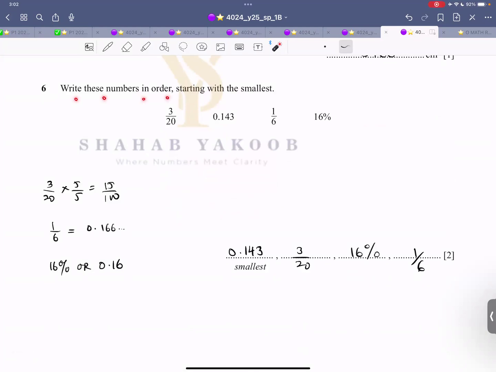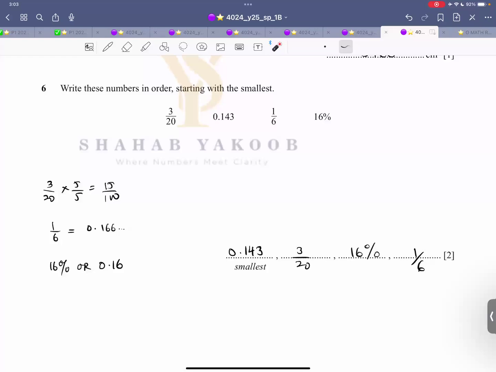Question number 6. Write these numbers in order starting with the smallest. 3 over 20, I wrote this thing as 15 over 100. And then over here, 0.143 is already in decimal. 16% is 16 over 100, that is 0.16. 1 over 6, that is 0.1666. So such fractions, just do remember it, because they're not asking for the reasoning. They just are asking for putting them in ascending order.